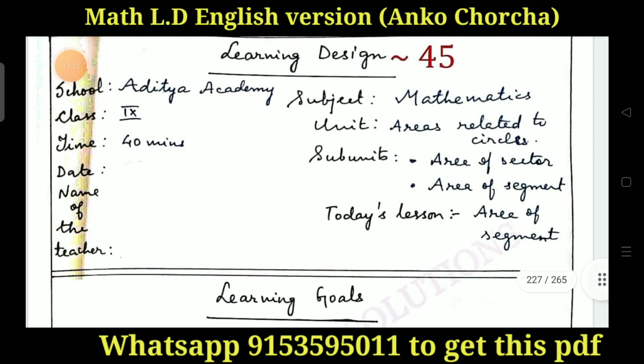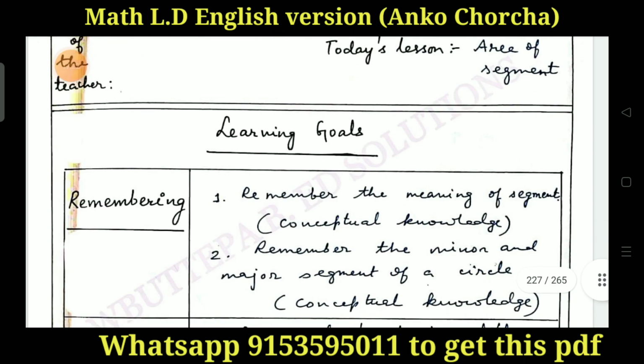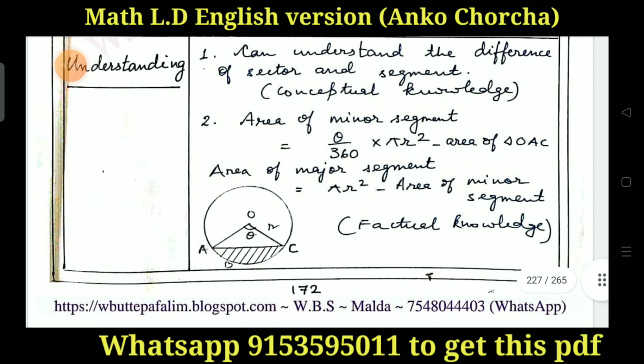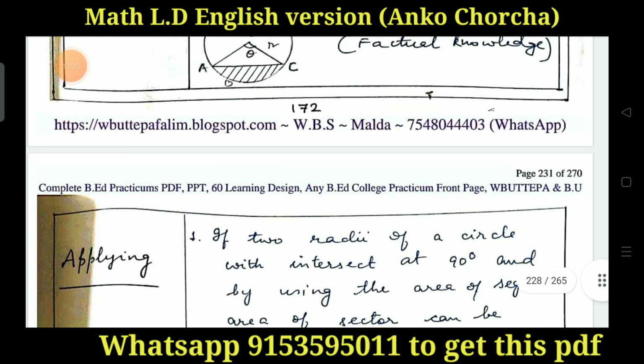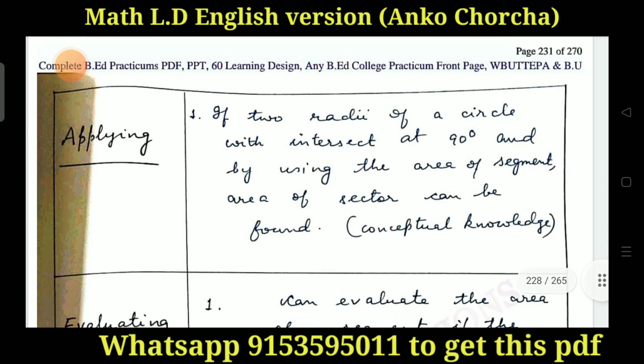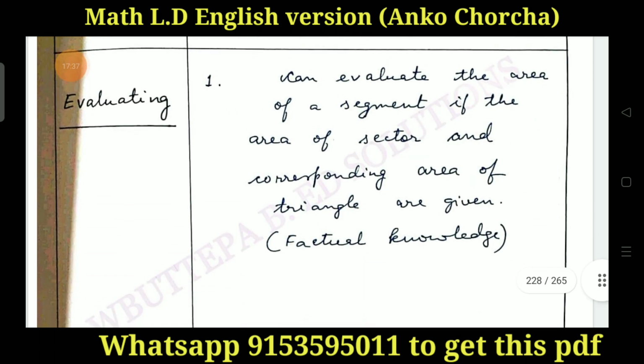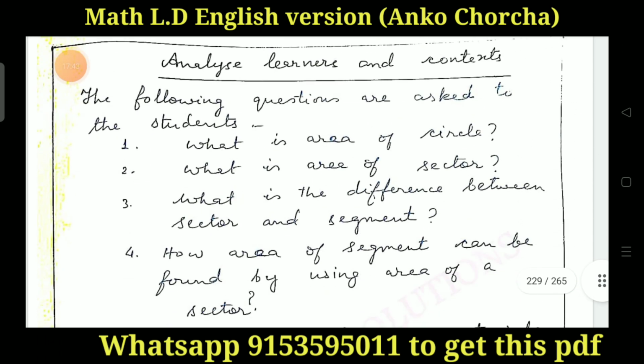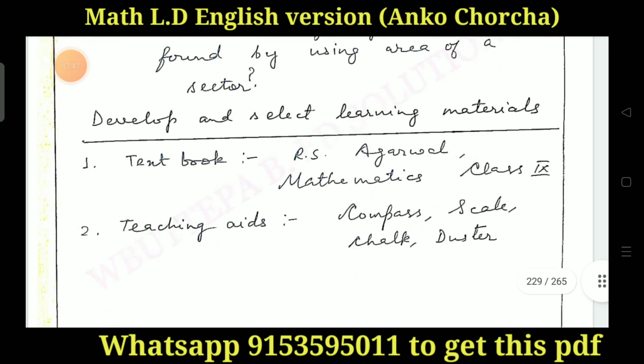Learning design number 45. Today's lesson, area of segment. Learning goals, remembering, understanding, applying, evaluating, factual knowledge level question. Analyzing learner and context. The following questions are asked to the student.